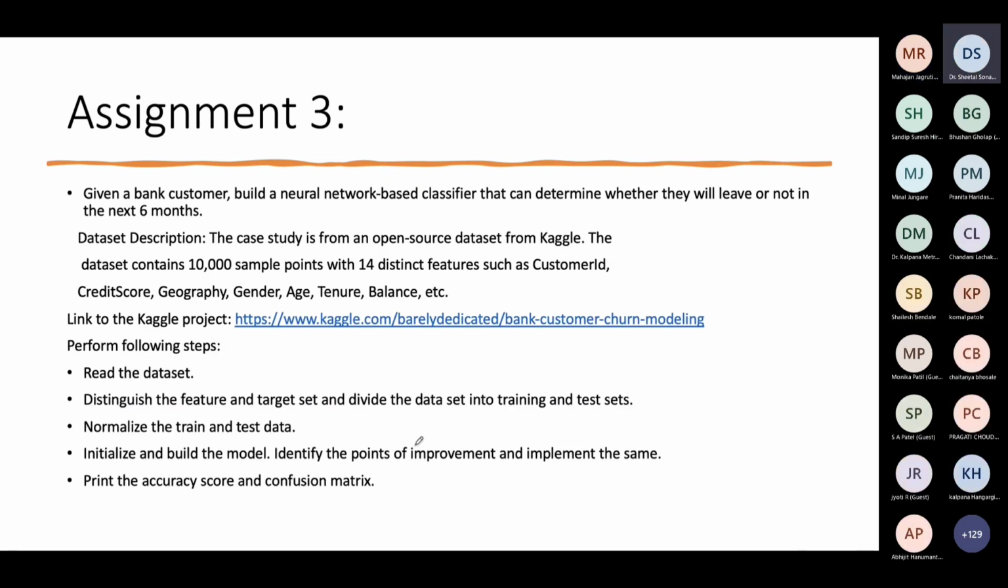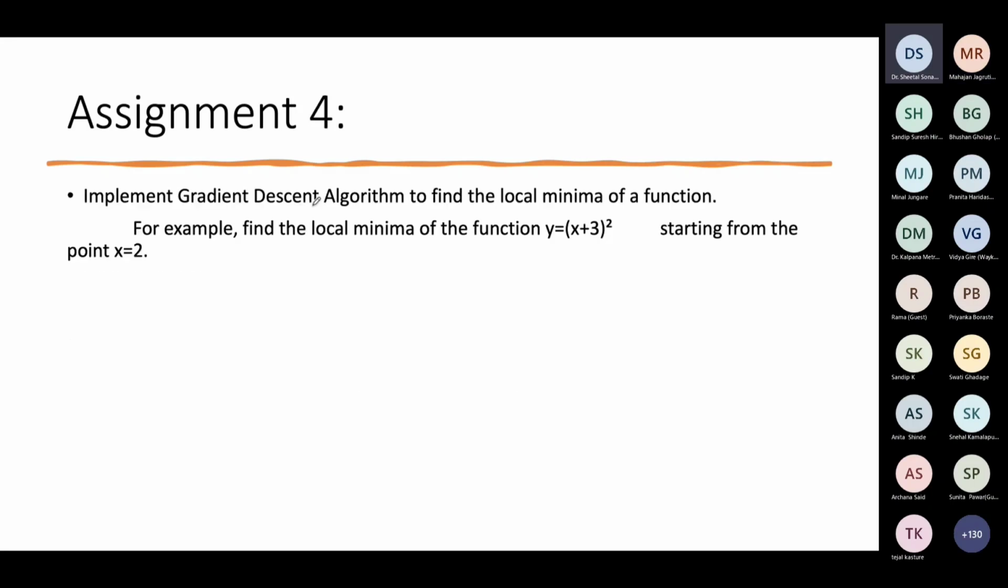Okay, assignment 3 is the neural network based classifier, which Arpita ma'am is going to explain. So I will move to assignment number 4. Assignment number 4 is the gradient descent algorithm, which is important for students to understand. This is the algorithm used to minimize the cost function.